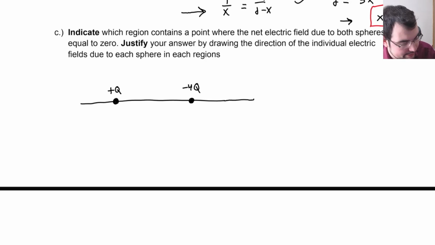All right, let's check. So, plus Q, you are a source. So we are always going to get pointing away. Negative, you are a sink. So you're going to be pointing towards you.